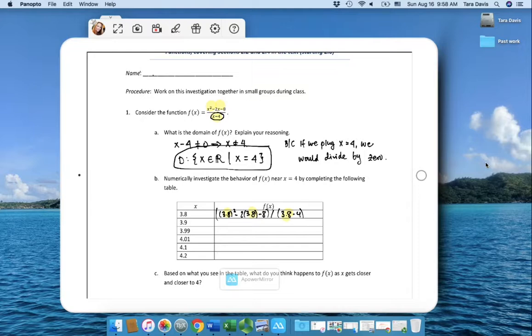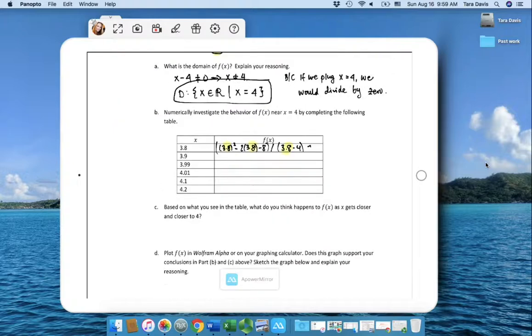Okay, and you'll see how many parentheses I wrote. That's how many parentheses I need to make sure that I get the correct answer on my calculator. And when I do this on my calculator, what comes out is approximately 5.8. So it's okay to round because this is just a numerical approximation. So when I plug in x equals 3.8, I get out y equals 5.8.